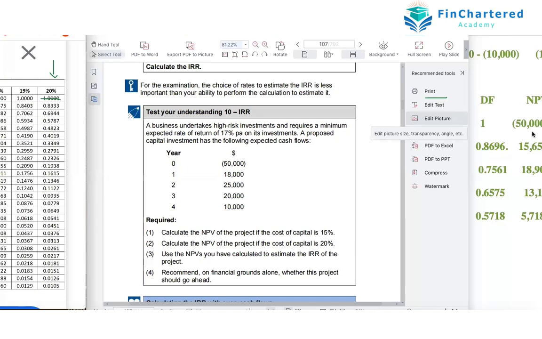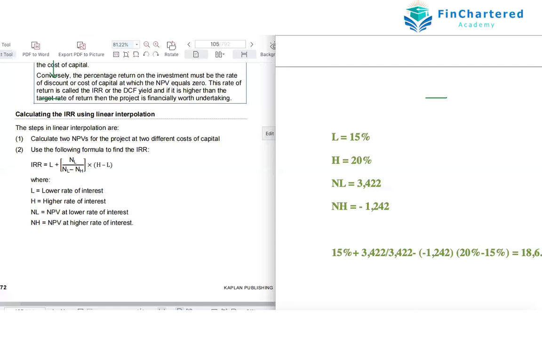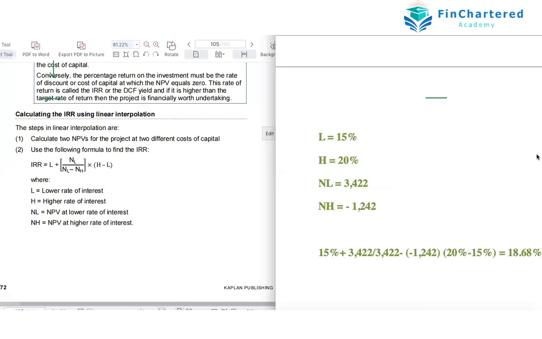Others, everybody calculate. Second part of the question, I'm leaving percent plus NL. NL is 3422 divided by NL, 3422 minus minus 1, 2. So minus will become plus. 4, 2 into 20, H minus L. H is 20, L is 15. So 20% minus 15%. So if you do this calculation, the answer will be how much? Do the calculation. It will be 18.68%. I've got 18.68. Just check if all of you have got this answer.